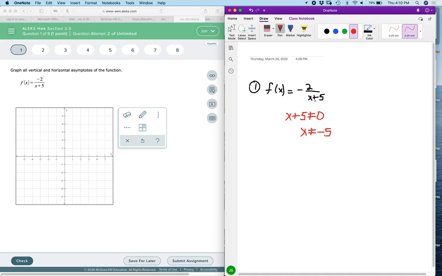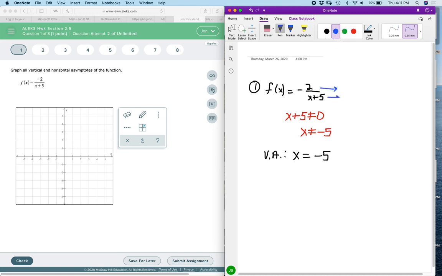Since x plus 5 is not a factor of the numerator, the factor remains, which signifies that the exclusion from the domain is going to become a vertical asymptote. So in this case, the vertical asymptote will be at x is equal to negative 5.